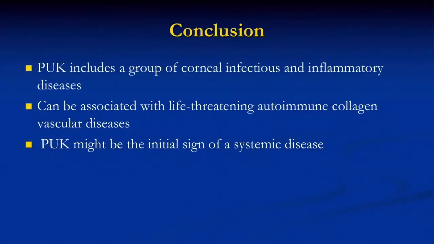So in conclusion, PUK includes a group of corneal infectious and also inflammatory diseases that can be really life-threatening autoimmune collagen vascular disease. So it is on us, ophthalmologists, as some of these patients present to us first, to diagnose and work with rheumatologists and treat them systemically, as these conditions can be the initial sign of systemic disease.